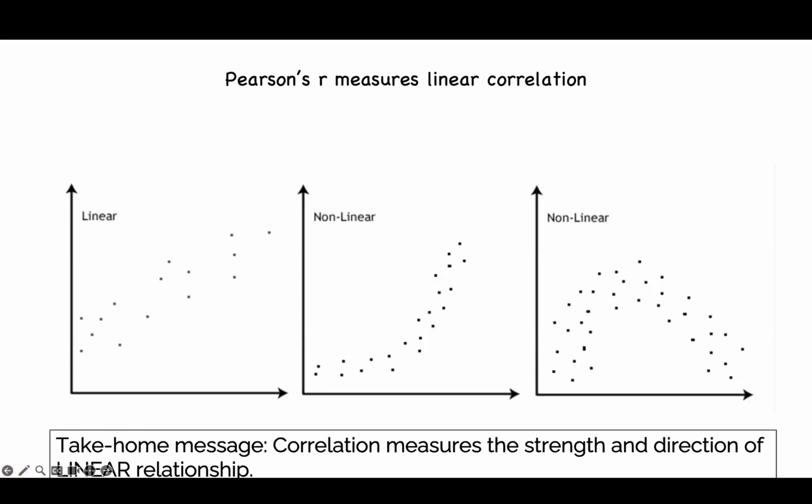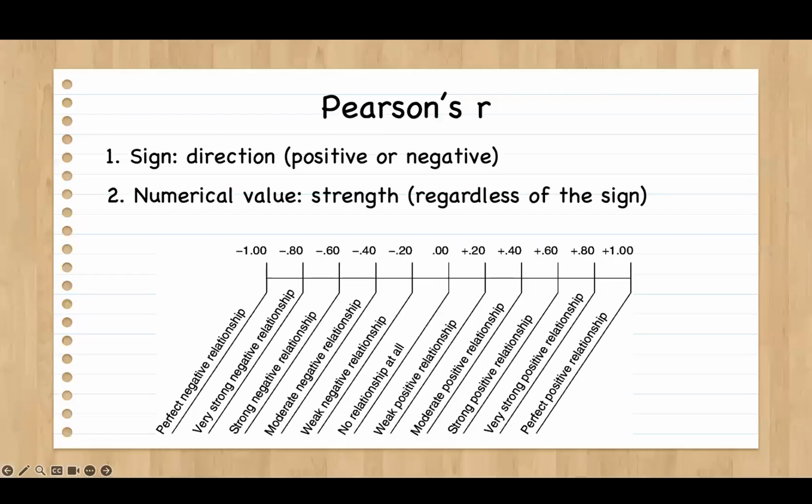So again, Pearson's R measures linear correlation. It measures the strength and direction of a linear relationship, but does not apply to curvilinear or nonlinear relationships, as I just shared. So two things need to be remembered for Pearson's R. First, the sign of the R, which indicates the type of linear relationship, whether it's positive or negative. And second, the numerical value of the R, regardless of the sign, indicates the strength of the relationship.